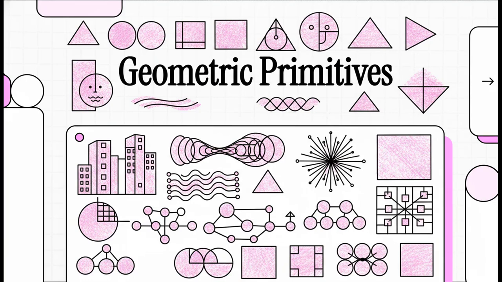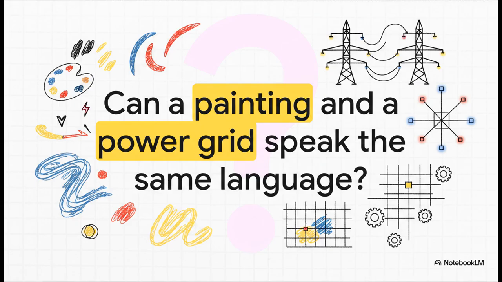What if simple shapes, lines, circles, squares, could form a powerful language? A language that could describe wildly different things, from art to engineering. It sounds a little out there, I know, but that's the fascinating idea we're going to unpack today. I mean, seriously, think about it.